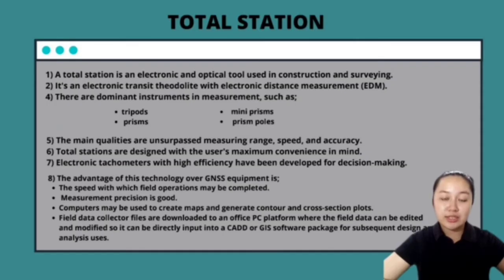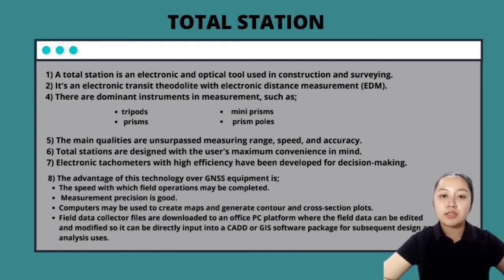A total station is an electronic and optical tool used in construction and surveying. It's an electronic transit theodolite with electronic distance measurement (EDM) for measuring vertical and horizontal angles, as well as the slope distance from the instrument to a specific point, and an on-board computer for data collection and triangulation calculations. There are dominant instruments in measurement such as tripod, prism, mini prism, and prism poles.